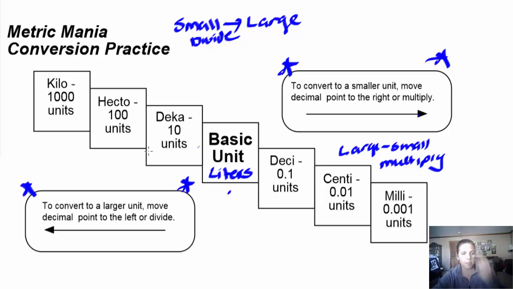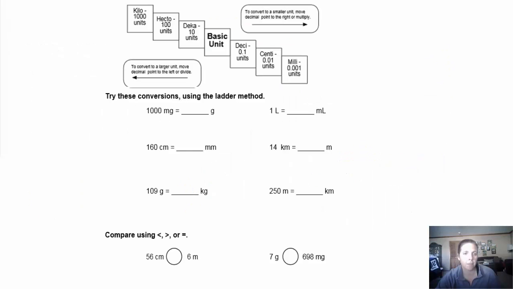Okay, so let's do some examples. I have this written on the next page as well. Okay, so I have it right up here so we can look right at it. Try these conversions using the ladder method. Again, if you don't want to use the ladder method, that's fine. If you know how to do it a different way, that's fine.